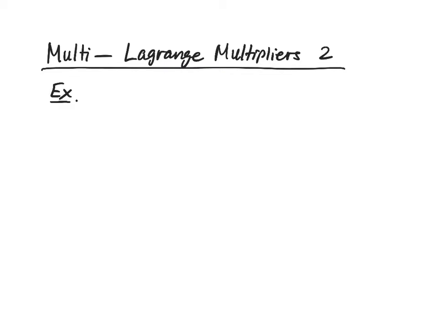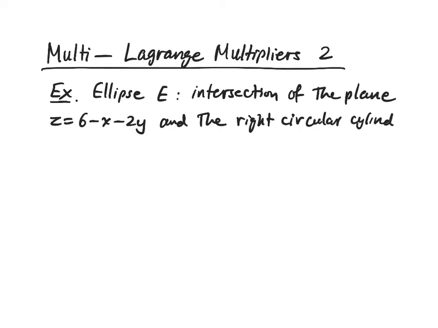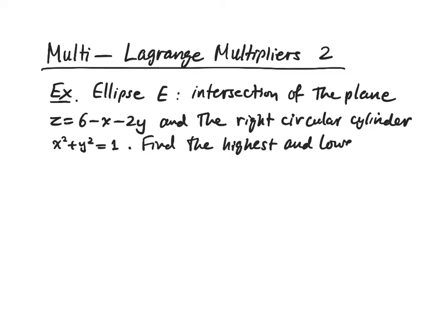Okay, so again, the problem was like this. We have a certain ellipse, capital E, which is the intersection of the plane z equals 6 minus x minus 2y, and the right circular cylinder x squared plus y squared equals 1. And our task is to find the highest and lowest points on this ellipse.